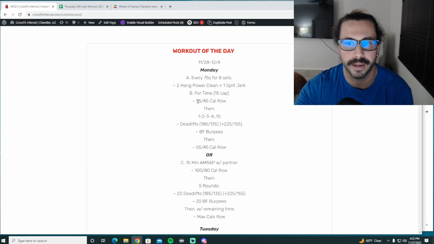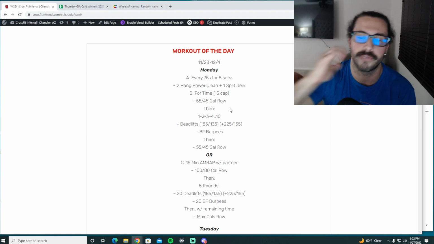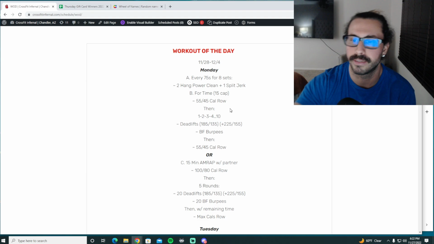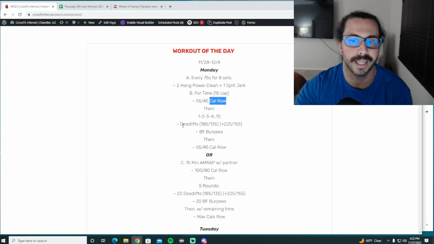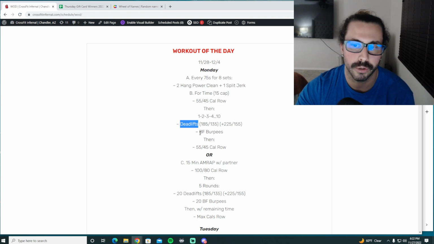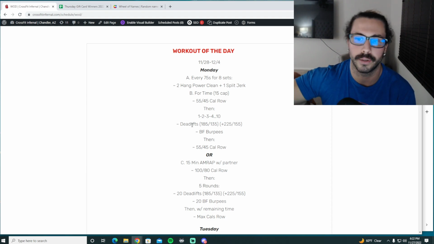Obviously, the row is going to fatigue all of this, so we need to row at a pace that's fast enough to get it done, but not so fast that we are destroyed for the deadlifts and the burpees, since we all know the rower is very fatiguing in the posterior chain and the pull, and you have those same motions here and here. Okay, a lot of hinging. So one deadlift, one burpee, two deadlifts, two burpees, three deadlifts, and so on, until 10 and 10.